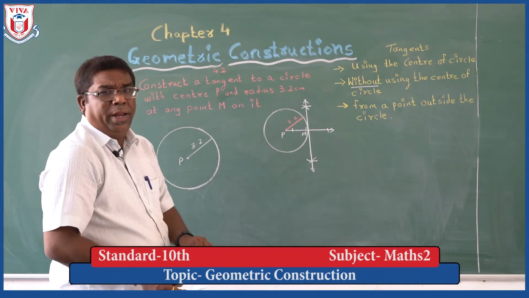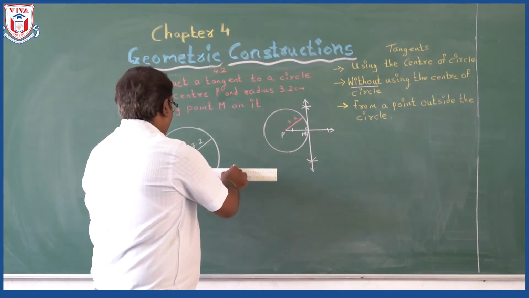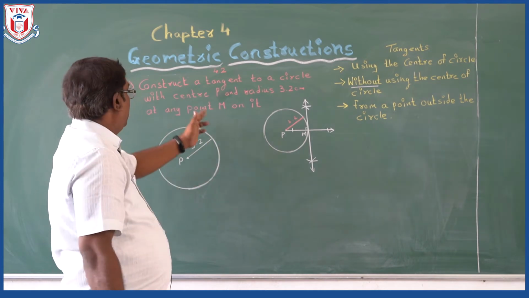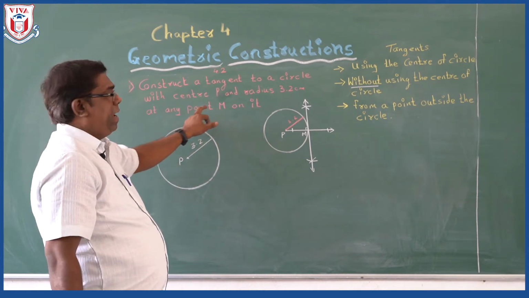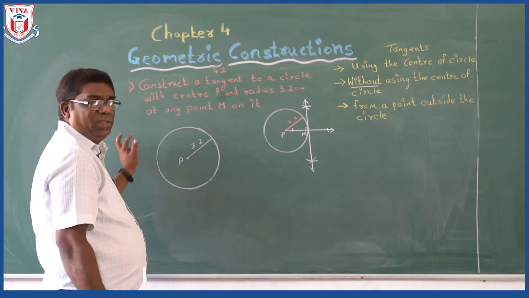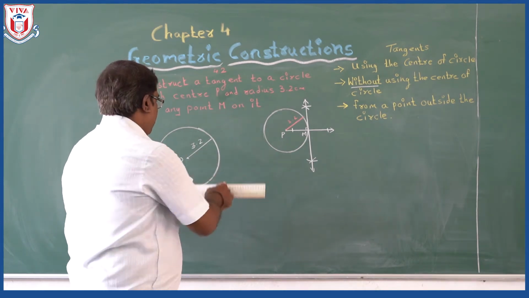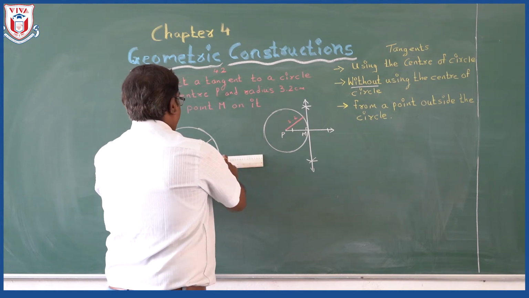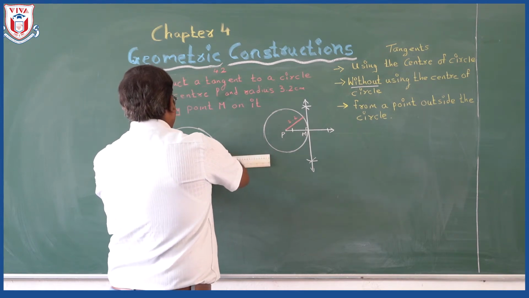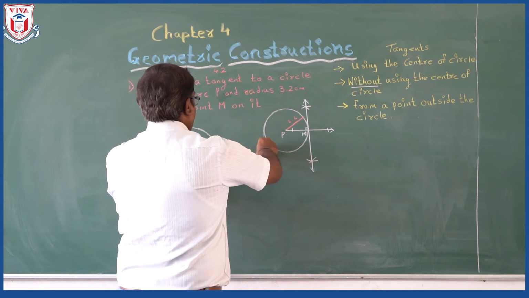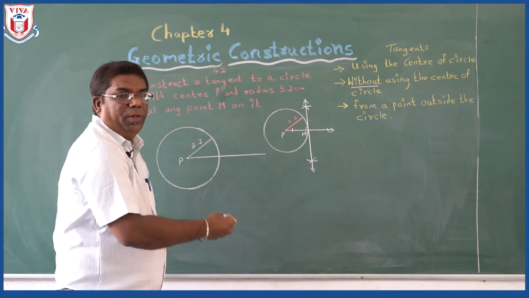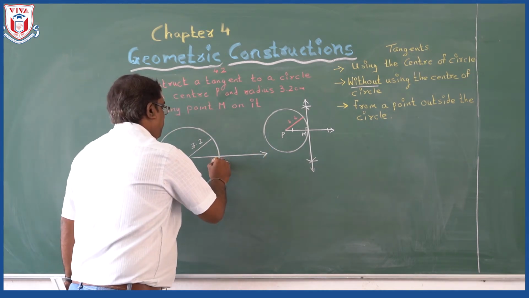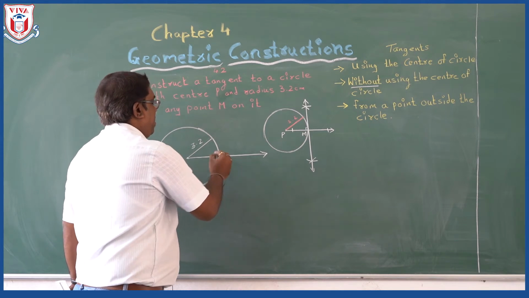Then to draw a tangent we require a line here. As I told, we will take it on the right hand side. As said, they told to take any point M. The M can be anywhere on the circumference, but we go for the right hand side. This is one of my rays. So we take a point and name it M.